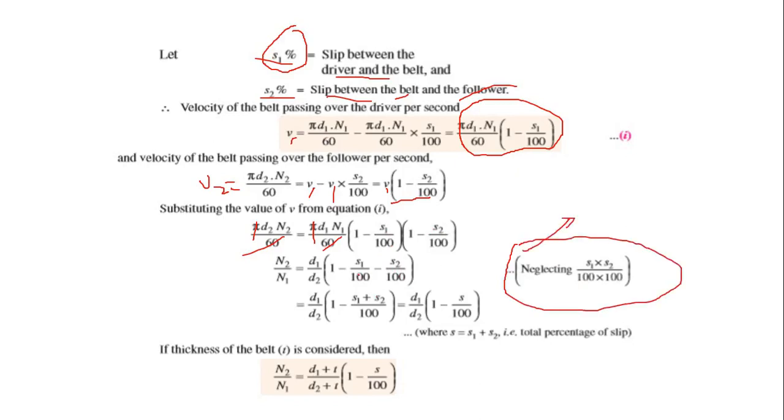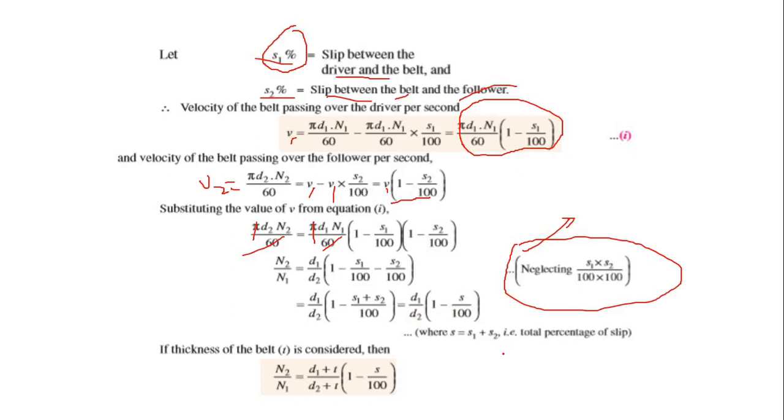Now we can write this equation again. D1 by D2 into 1 minus S1 plus S2 divided by 100, and this S1 plus S2 is nothing but the total percentage of slip. This can be written simply as S. Now D1 by D2 into 1 minus S by 100, where S is equal to S1 plus S2. This is the slip of belt.